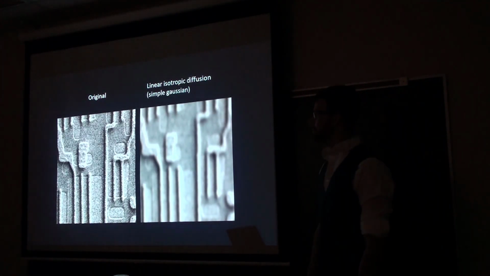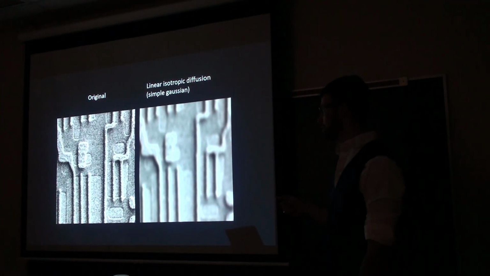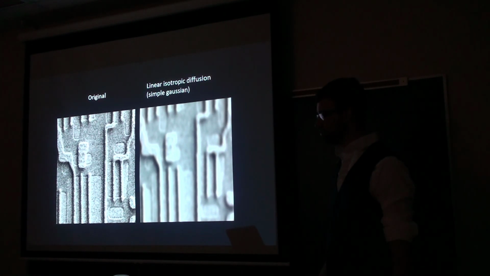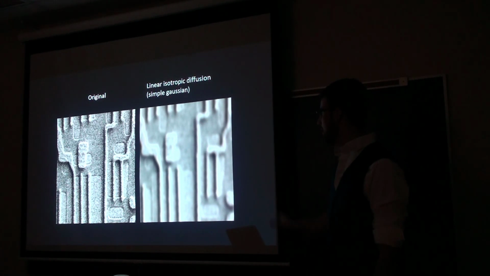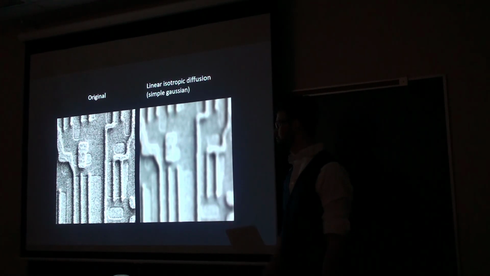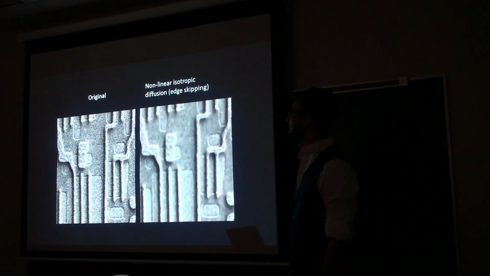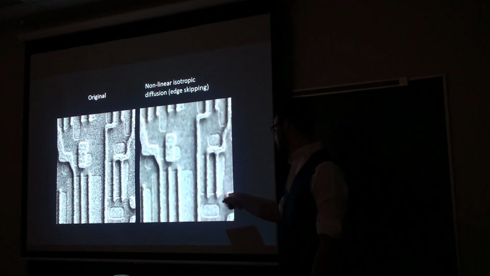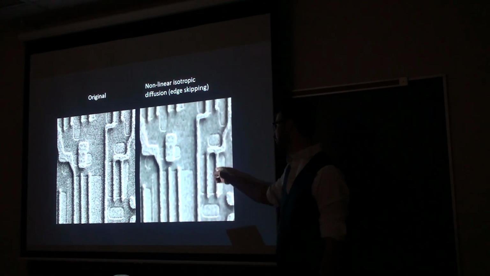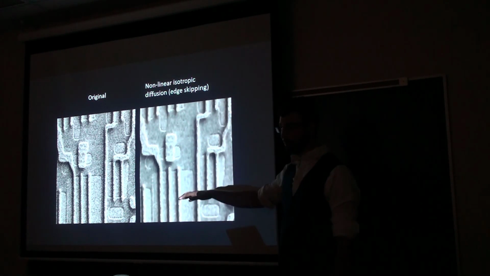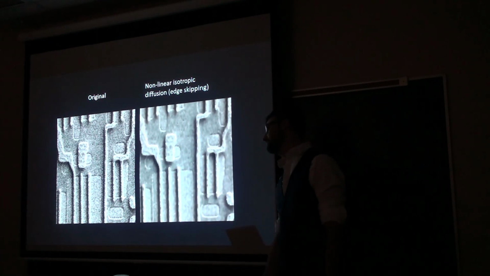Here's another example. So here's the original, remember that we went over at the very beginning. So here's a linear isotropic diffusion, simple Gaussian, right? I'll pass this image through, you actually get blurring across the entire image. Just kind of that. Nonlinear isotropic diffusion, edge skipping. So I'm skipping over the edge. So if you look right here, I still have noise along this edge, right? But I'm just skipping over it, so it gives me more definition.